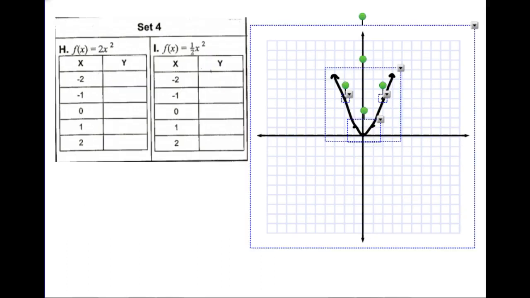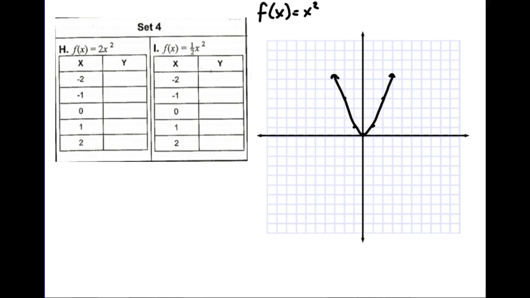In set 4, we're looking at what happens if I multiply the parent function, f of x equals x squared, by a number like 2, a number that's larger than 1. What happens if I multiply that function by a fraction, let's call it c, that is between 1 and 0? It's not 0. It's not 1. It's a fraction that has a value that's less than 1 but greater than 0.